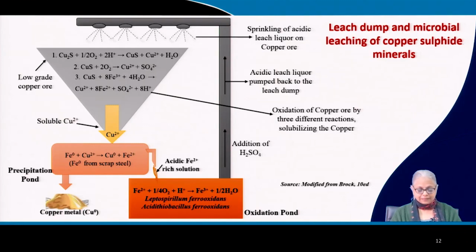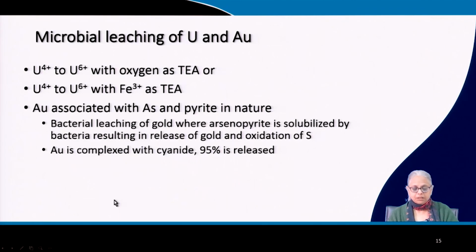And the next step is you have to convert Fe2+, which is the product of this reaction, back to Fe3+. So this Fe2+ in the presence of oxygen will go back to Fe3+ under acidic conditions by the same bacteria, Thiobacillus ferrooxidans and Leptospirillum ferrooxidans. So that's in an oxidation pond. So you have complete cycling of iron and extraction of copper based on these principles.